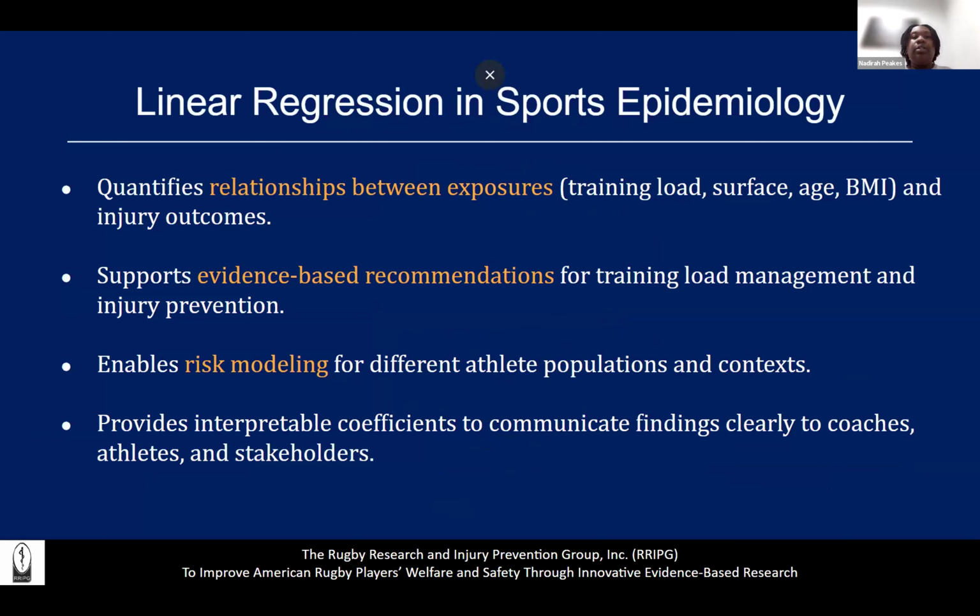In sports epidemiology, linear regression is very useful. It quantifies relationships between exposures, for example training load, surface, age, or BMI, and injury outcomes. It can also support evidence-based recommendations for training load management and injury prevention. It enables risk modeling for different athlete populations and contexts, and it provides interpretable coefficients to communicate findings clearly to coaches, athletes, and stakeholders.